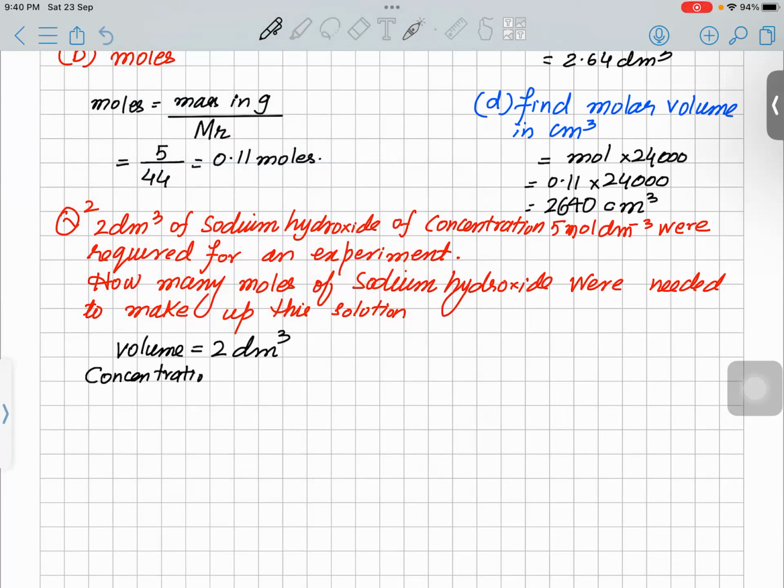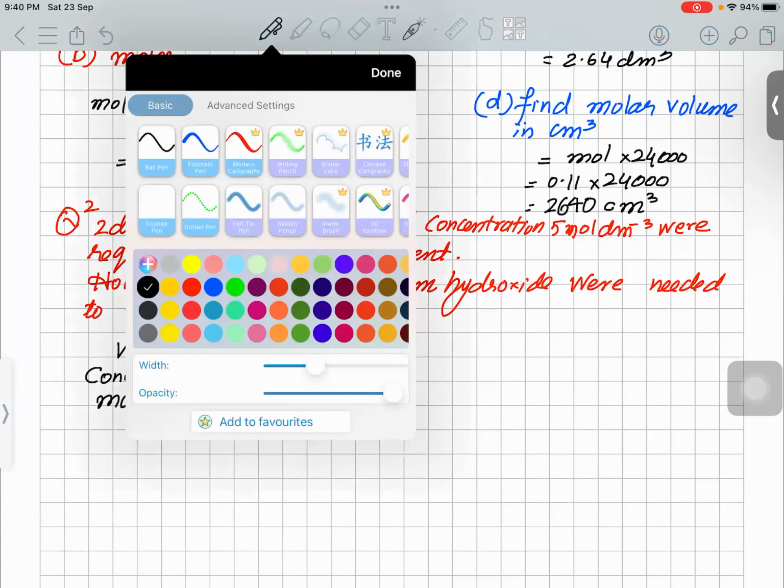Concentration is also given, which is 5 mole per dm cube. So what is required? We need to find moles. Moles are required. So can you tell me the formula?